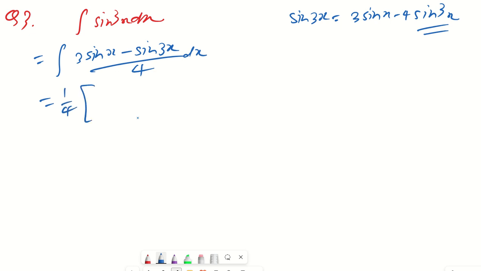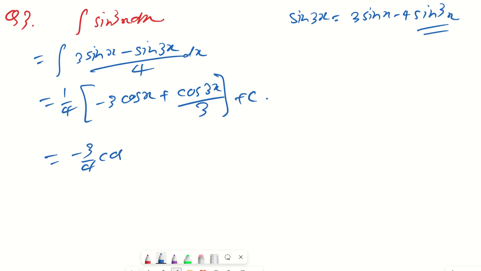1 by 4 of how much it will be, 3 sin x, this will become minus 3 cos x, and then minus 3 sin x, so that will become minus minus plus cos 3x divided by 3 plus some constant c. If you want, you can take the constant inside, so it will become minus 3 by 4 cos x plus 1 by 12 cos 3x plus c. So once you are familiar with these very simple questions, then we can do it easily.